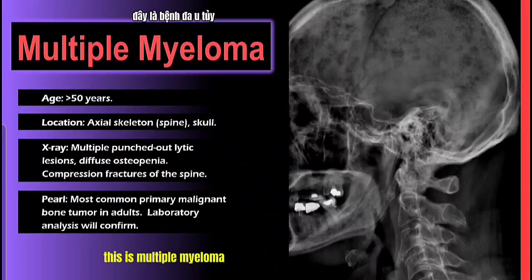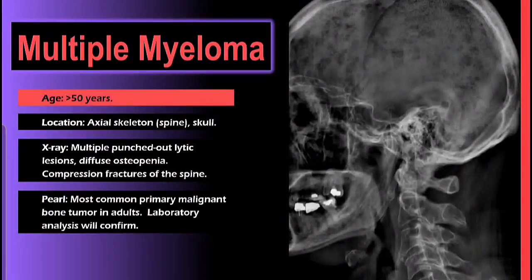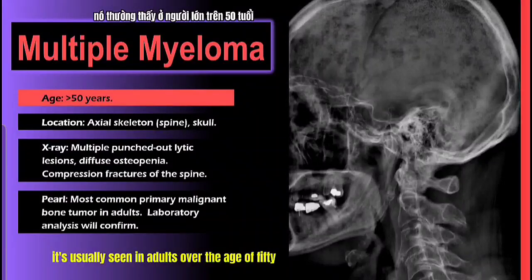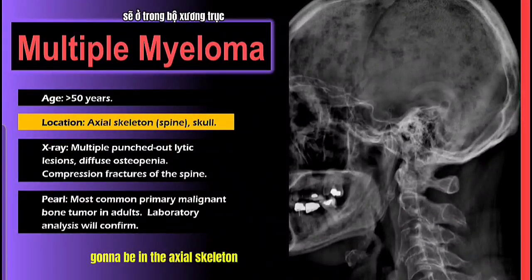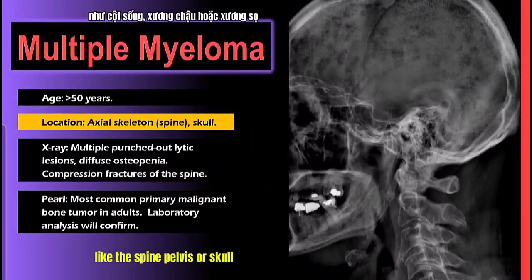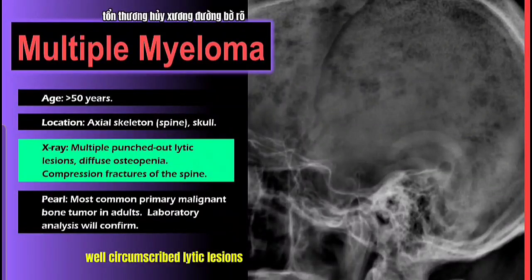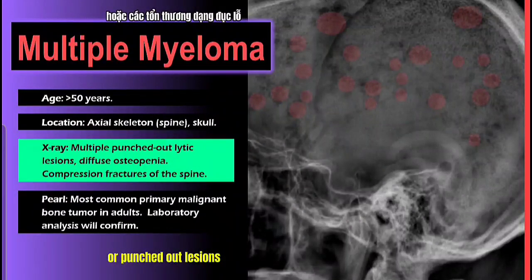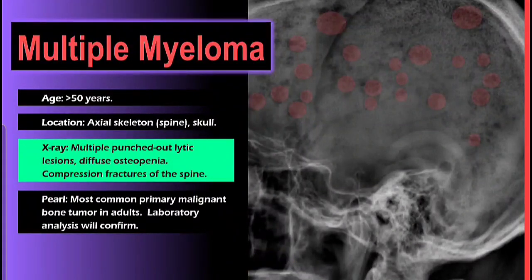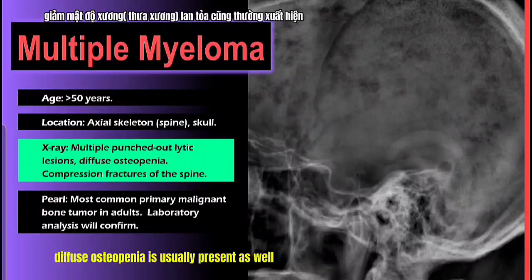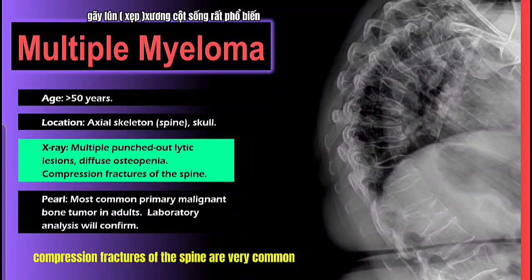This is multiple myeloma, the most common primary malignant bone tumor in adults. It's usually seen in adults over the age of 50. The most common location is going to be in the axial skeleton, like the spine, pelvis, or skull. On X-ray, expect multiple well-circumscribed lytic lesions, or punched-out lesions, seen throughout the skull without sclerotic margins. Diffuse osteopenia is usually present as well. Compression fractures of the spine are very common.